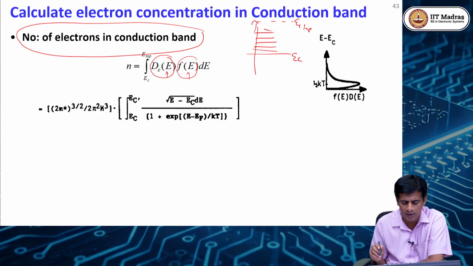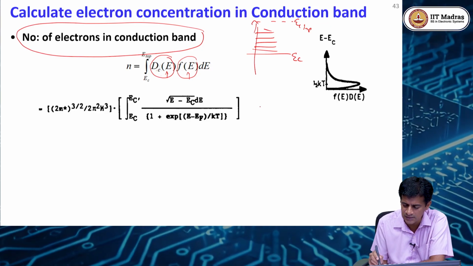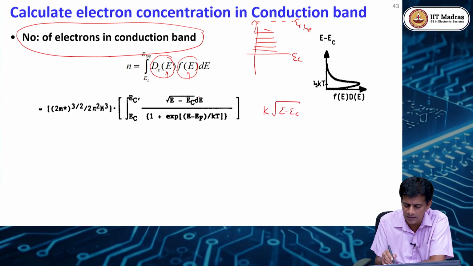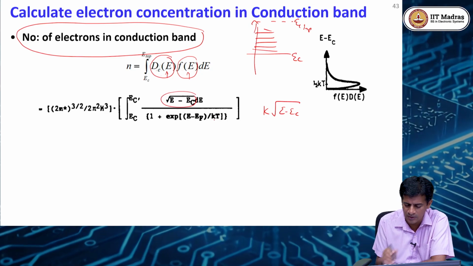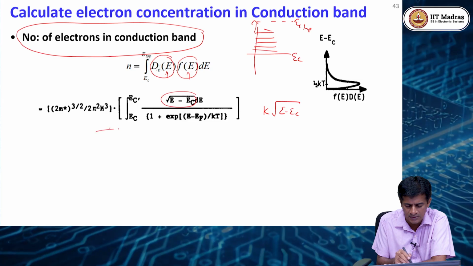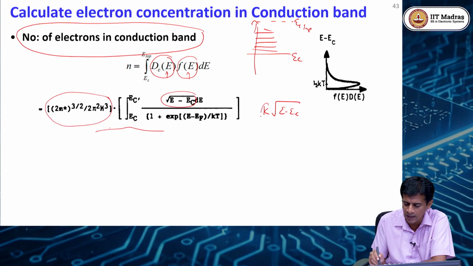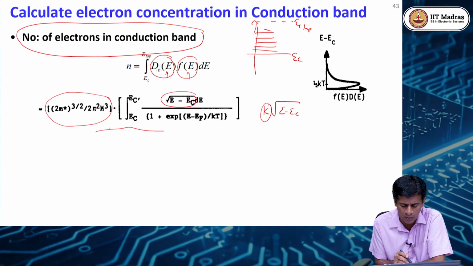The density of states effective mass term is some k into root of E minus EC, that is this term. And the Fermi-Dirac probability is 1 over exponential of this. So this is the integral. All these terms come from this k term from the density of states. Now our goal is to do this integral.